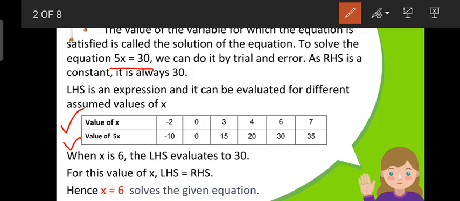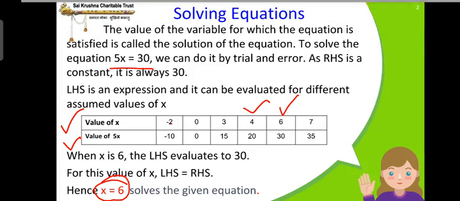Okay, so what is the value of 5x? If x is minus 2, then 5x is 5 into minus 2, that is minus 10. If x is 3, then 5 into 3 is 15. If x is 4, then 5 into 4 is 20. If x is 6, then 5 into 6 is 30. Okay, so here we got x as 6, so that 5x is equal to 30. Therefore, x equals 6 is the solution of the equation.